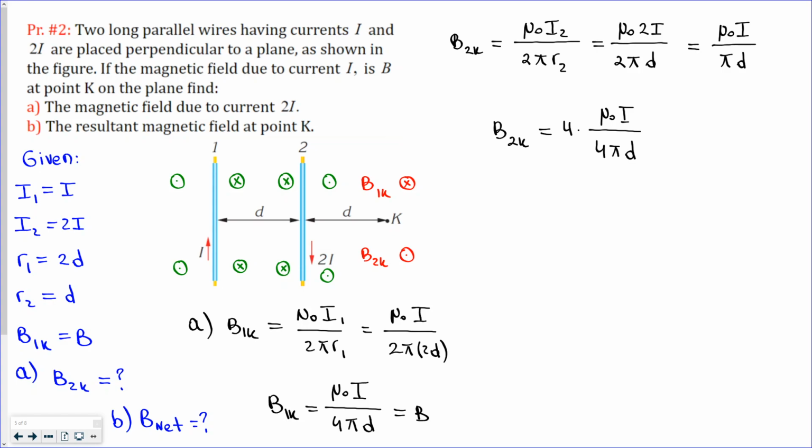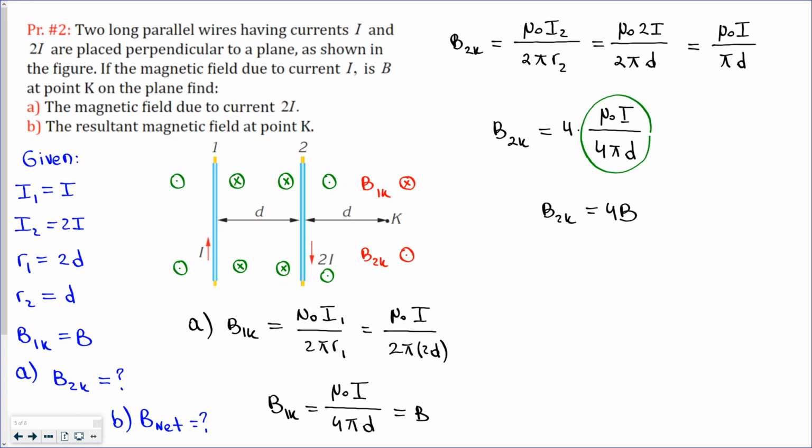But from here it's clear that mu 0 I over 4 pi D, this expression, is exactly the same as B1K. It means I can substitute here and write B2K is 4B. So basically the magnitude of the magnetic field from the second wire at point K is 4 times bigger than the magnitude of the magnetic field from the first wire at point K.